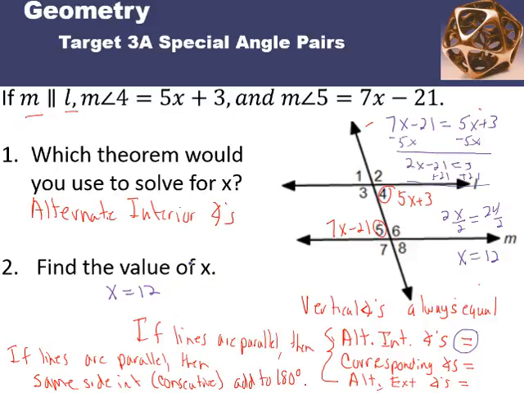Now to double check that again, I can plug in 7 times 12. I know that that's 84. 84 minus 21 is 63, so I get that this angle is 63. And 5 times 12 is 60, plus 3 is 63, so this angle is also 63, so the two angles are equal, which is what I said should happen, but that only happens when x is 12. So there we go.